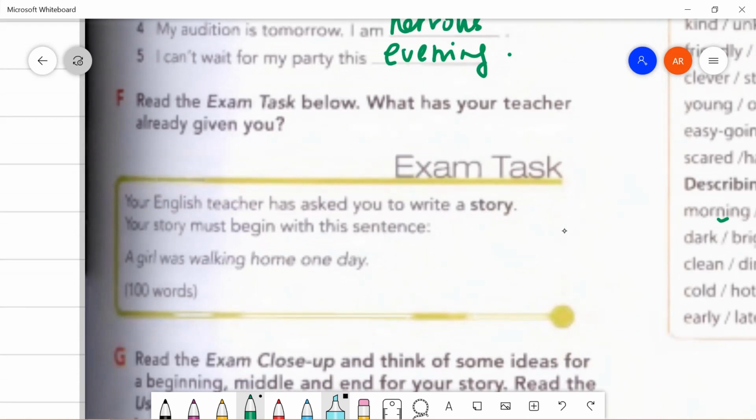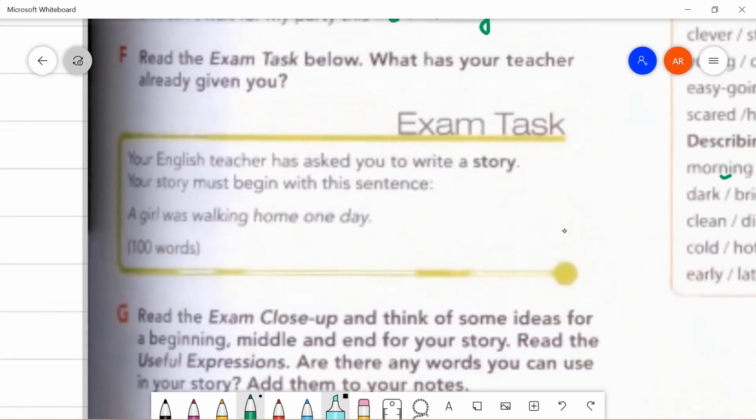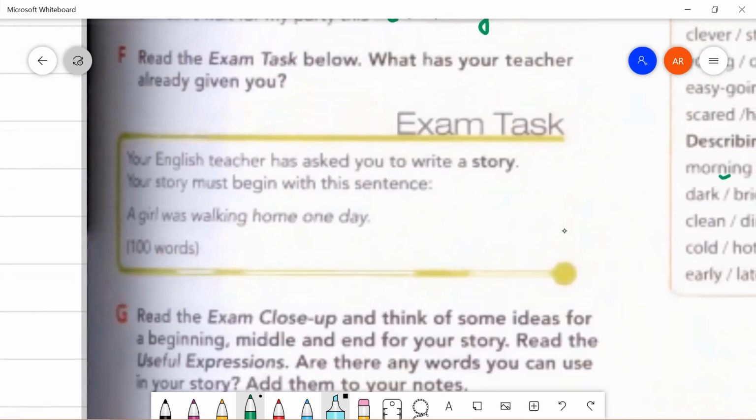Read the exam task below. Let's look at task F. What has your teacher already given you? Your English teacher has asked you to write a story. Your story must begin with this sentence: A girl was walking home one day. About 100 words. I think that is all for today.